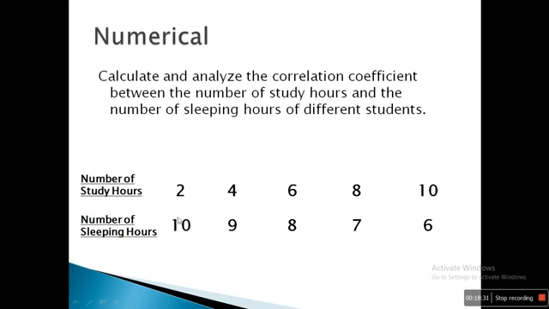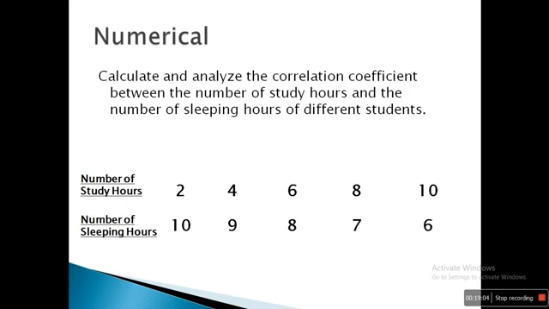You can see over here the person who is studying for 2 hours is sleeping for 10 hours. The person who is studying for 4 hours is sleeping for 9 hours, which means if your study hour is increasing, your sleeping hour is decreasing, so one variable is increasing and the other one is decreasing. So there is a kind of negative relationship or a negative correlation coefficient between the two variables. This is what I can see from the data. But is it a perfect negative relationship, or to what level is it a negative relationship? What is the value of the coefficient?